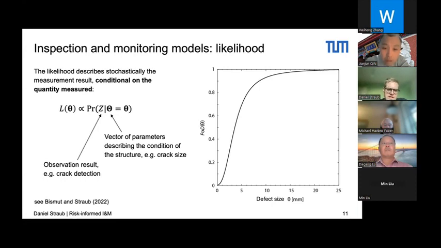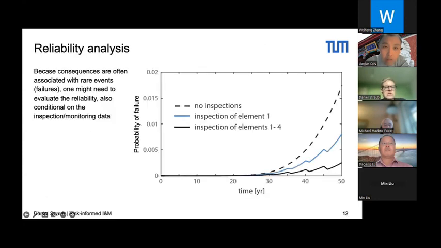Another ingredient we need is typically reliability analysis, because we typically deal with high consequence, low probability events, which means rare events. So here we have probabilities of 1%, which is pretty high already, which is okay for certain types of infrastructures. But of course, for a bridge, 1% probability of failure would be too high, you can imagine. Anyway, we want to be able to calculate this, and we need methods that can deal with this.